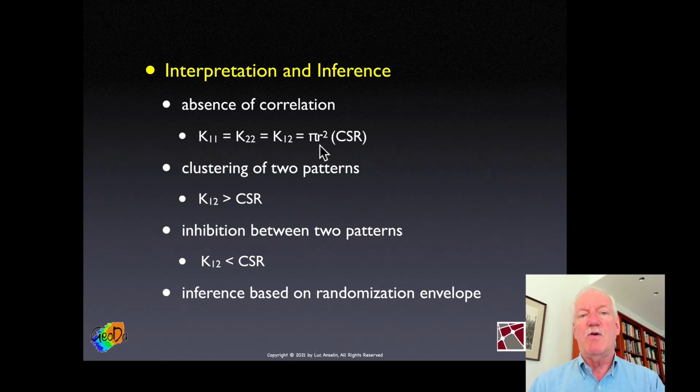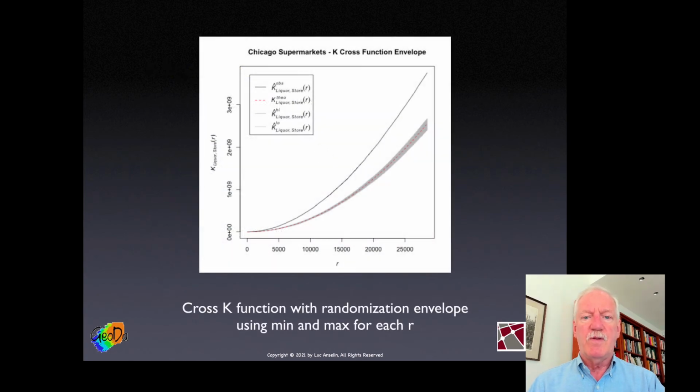Of course, the measure is not symmetric. If you have fewer liquor stores around the supermarket than you would expect under spatial randomness, then it will be below the spatial randomness curve. And again, we have our randomization envelope. This is the example for the Chicago supermarkets relative to liquor stores. Since they are above the reference curve, we have some suggestion of association, of clustering, between these two types of stores.